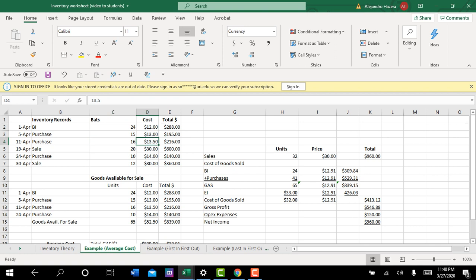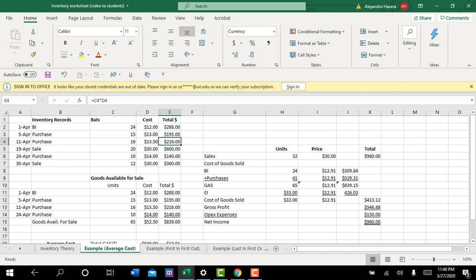So far we have a beginning inventory of $288, one layer of purchases at $195. Notice there's a bit of inflation here, $13. Let's assume all the bats are the same. And then it's pretty big inflation. Then the third purchase is in April. It's $216. There's 16 bats, $13.50 each. Cost was a total of $216.